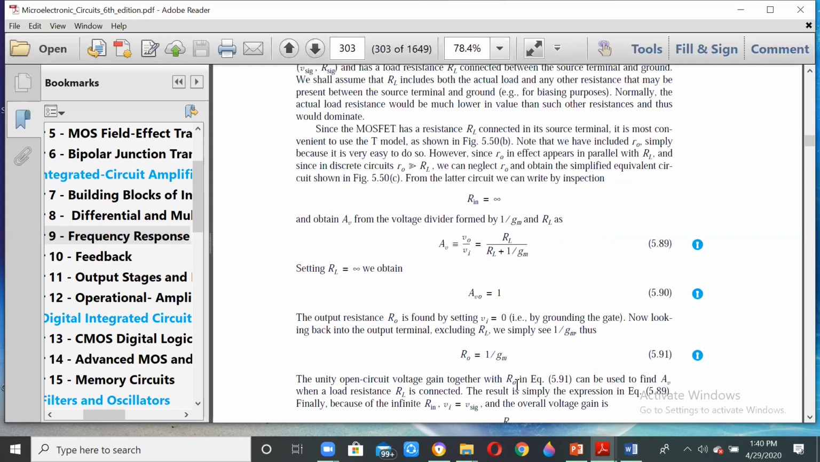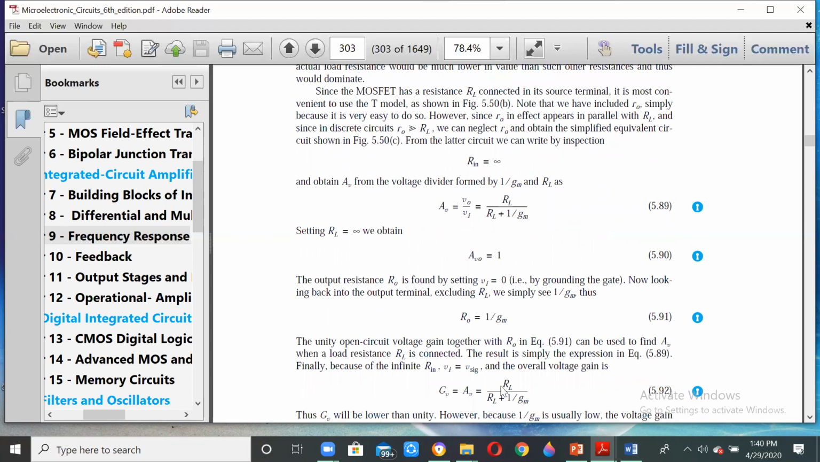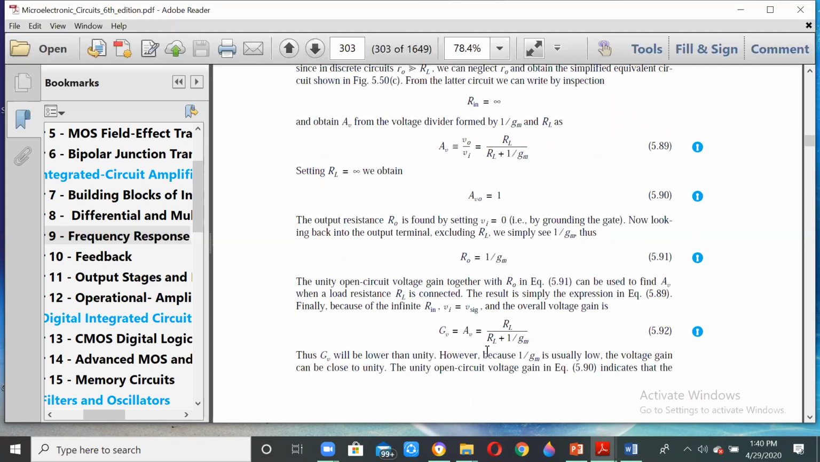Then Ro is found here, 1 by gm, and then Gv is the same thing as Av, which is RL divided by RL plus 1 by gm. So these are the different things which we need to find. However, Gb is not asked, but say Gb is asked, you can find it from here.